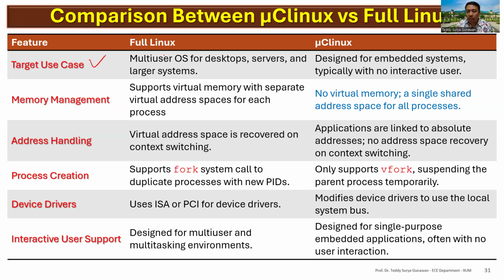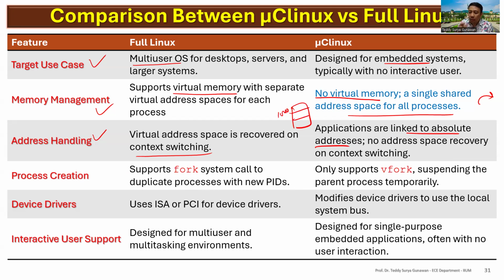Target use case: full Linux is multi-user, and this one is for embedded systems. Memory management: full Linux supports virtual memory, with swapping, virtual addresses and so on. This one has no virtual memory because there is a single shared address space for all processes, and we'll discuss this more on the next slide. Address handling: full Linux uses a virtual address space that is recovered on context switching. Here, applications are linked to absolute addresses. So if the application is at location 1000, it will stay at location 1000.